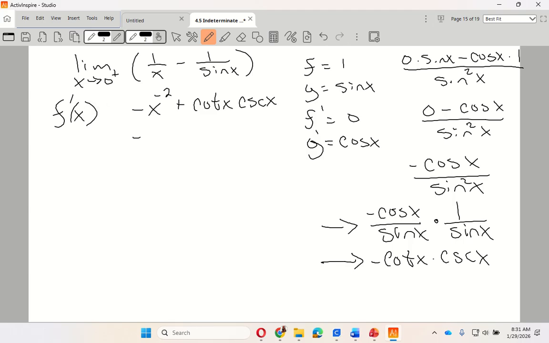I'm going to rewrite it 1 over x squared. Wait, wouldn't the 1 over sine be cosecant? 1 over sine. Yeah. One over sine is cosecant.